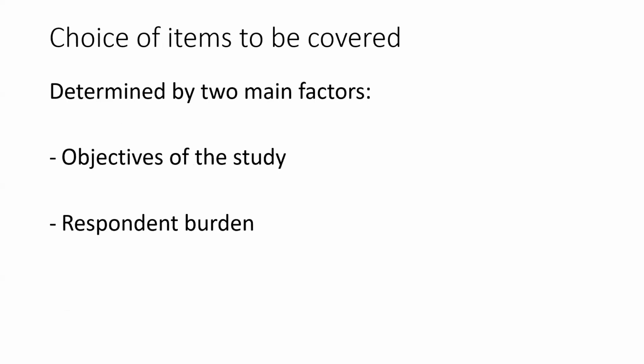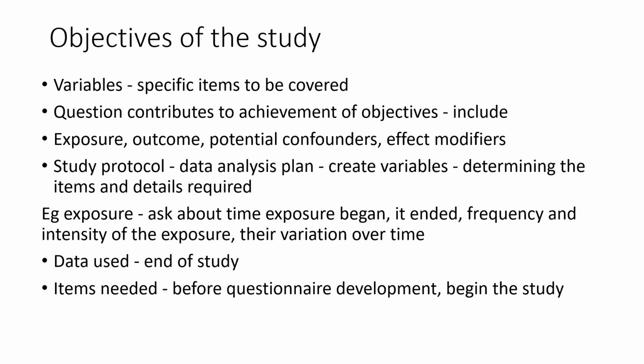So the first thing is how to decide upon the choice of items, that is the variables and then the questions which you want to frame. Now this is basically determined by two factors. One is what is your research question and what are the objectives of your study. And the other important point which you need to balance out is the respondent burden. So let us look at these two points in a bit of detail.